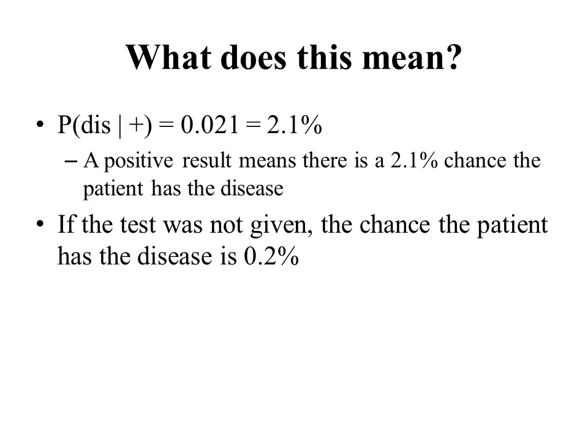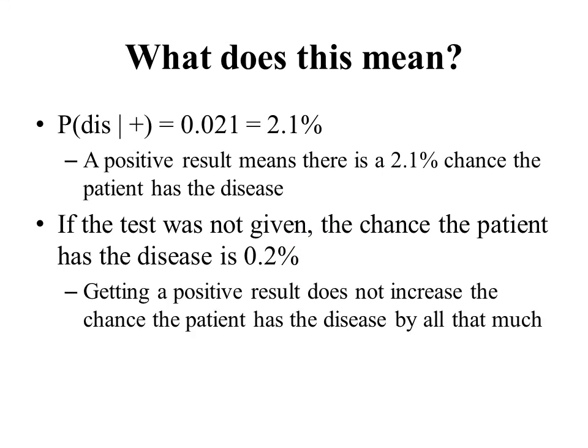So let's make another observation here. If the test was not given, the chance that the patient has the disease is 0.2%. That's what we were told in the problem, that 0.2% of the population has this disease. So if you don't have the test, here's your chance of having the disease. But if you do get the test and get a positive result, this is your chance. So getting a positive result does not increase the chance that the patient has the disease by all that much. It goes from 0.2% up to 2.1%.